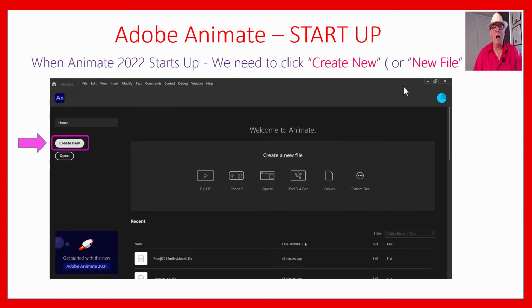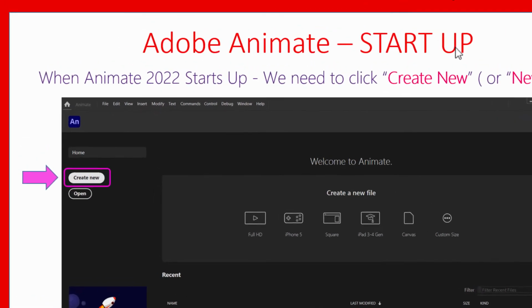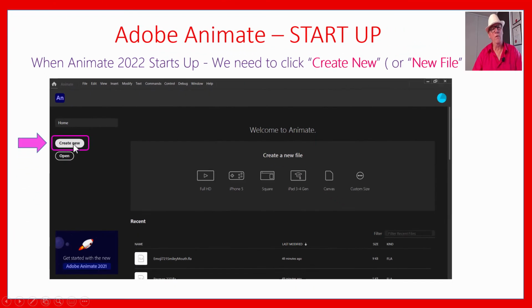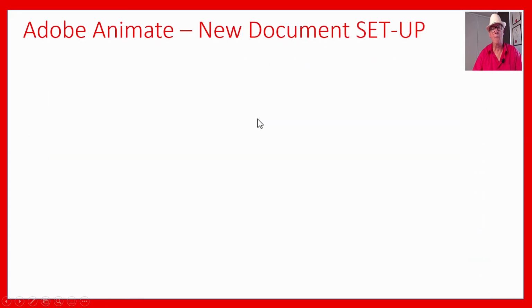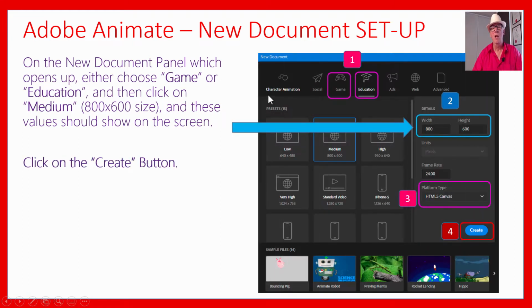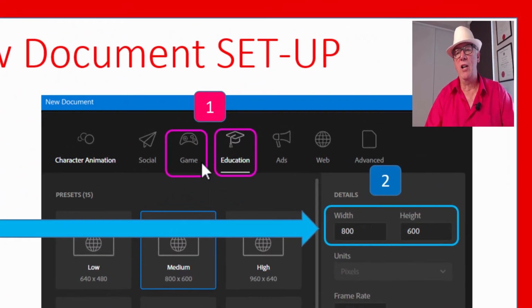All right, so when Animate 22 starts up, you need to go create new. I think the older versions have new file, but whatever the new thing is, just click on that on the welcome screen after it starts up, and then we're going to choose either game or education and click on the create button. So another panel will come up for the new document. Game or education is what we always use. They're pretty much the same thing.